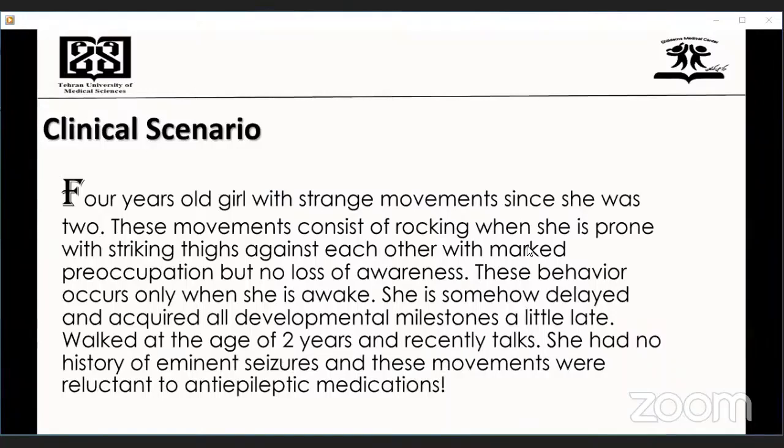She is somewhat delayed and acquired all developmental milestones a little late. She walked at the age of 2 years and recently began to talk. She has no history of eminent seizure, and these movements were refractory to any antiepileptic medications.